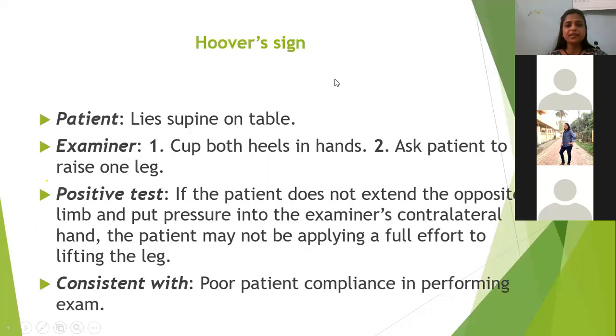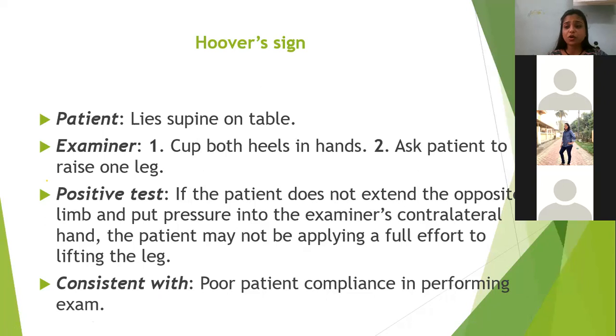Okay, then Hoover's sign. Make the patient lie supine on the table, cup both heels in hands. Ask the patient to raise one leg. When you ask the patient to raise one leg, what will happen?